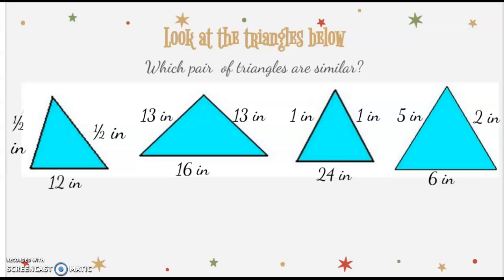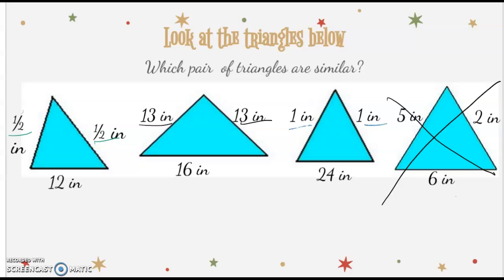So let's compare 13, 13, 16 to 5, 2, and 6. Well, right off the bat, I already know that 5, 2, and 6 are not even going to be an option. The reason why is you can see all these other triangles have 2 sides of the same number. So that means I need to increase or decrease by a certain number. I can't have 2 sides of this triangle be different.